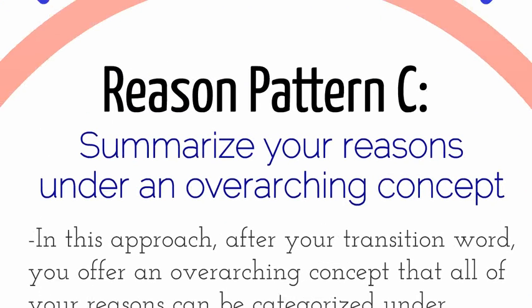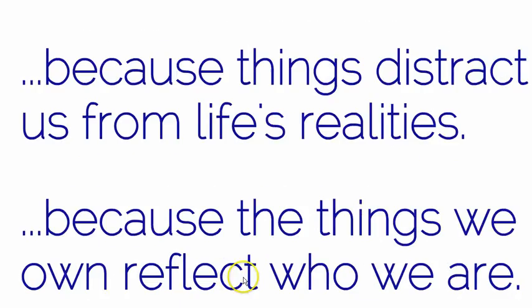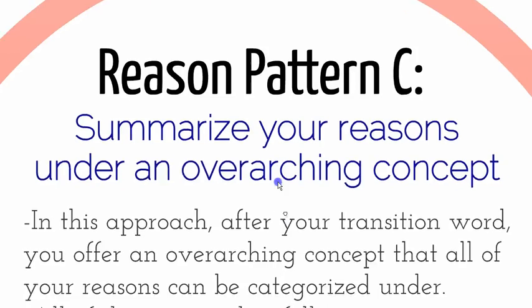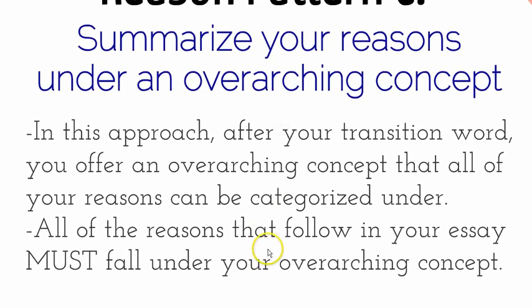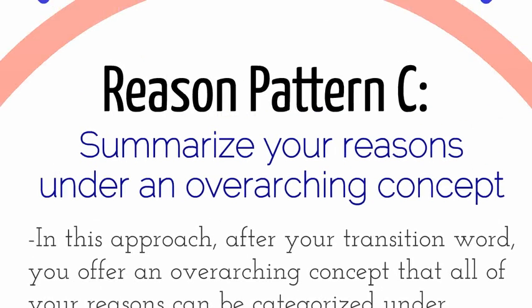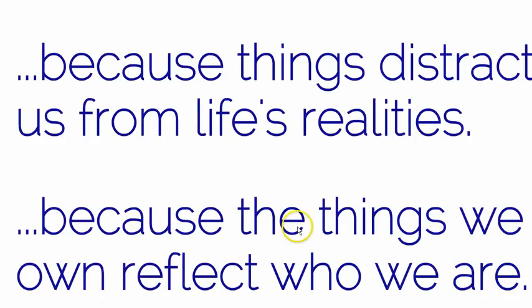One way to do the reason portion of the statement is to just summarize all of your reasons under an overarching concept. In this approach, after your transition word, you would offer a big concept that all of the reasons you listed can be categorized under. One thing you have to make sure of with this one is that every point you make in your essay fits under that overarching concept. That's a little bit harder to do, but it's very effective if you can do it well. With our practice prompts, you'll see they might look like this.